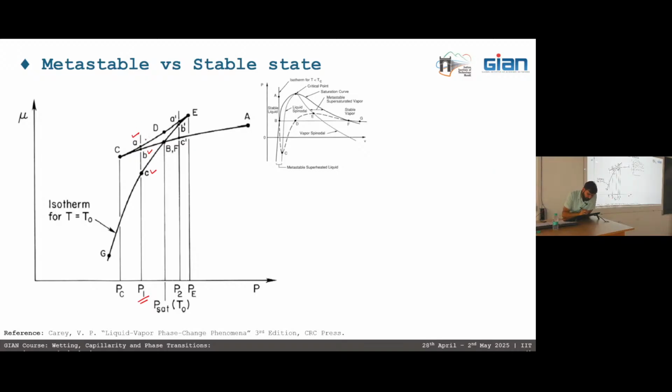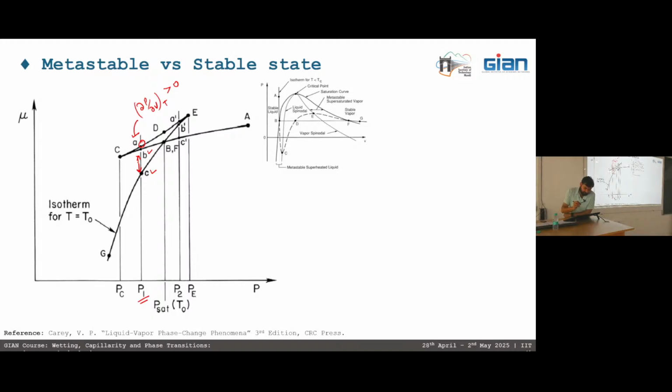Now for the point A, your del P by del V is greater than 0. It means that here the system is mechanically unstable. So that point is inaccessible. So the only comparison which is left is between point B and point C.